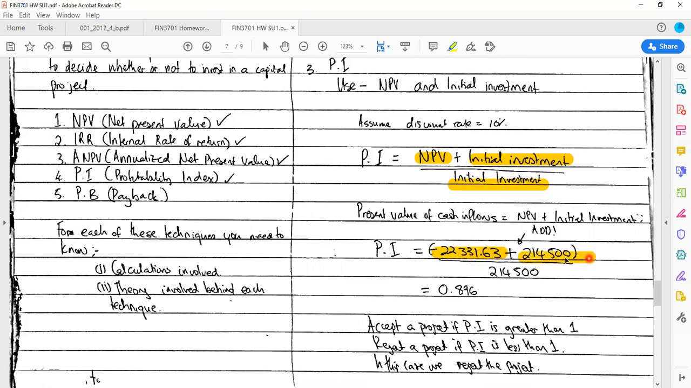So in this case, we would just take our NPV, which is minus 22,331, plus the initial investment of 214,500 divided by 214,500, and that gives us 0.896. So that would be the profitability index.